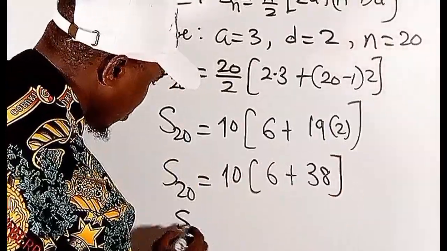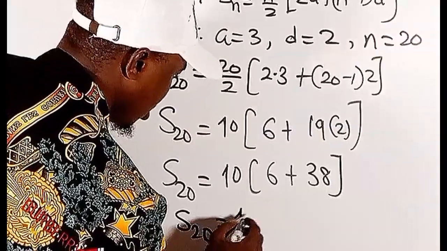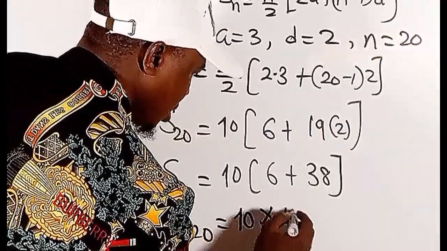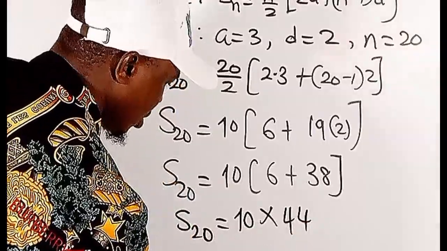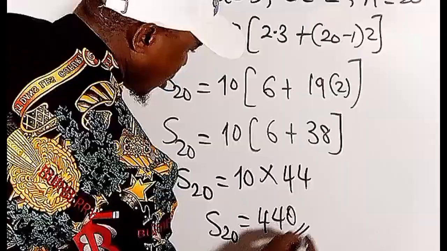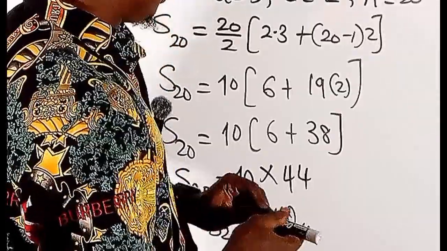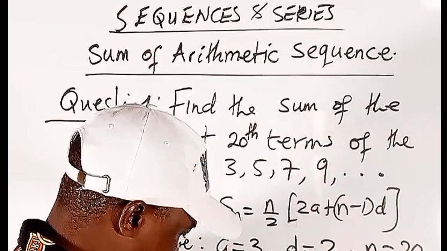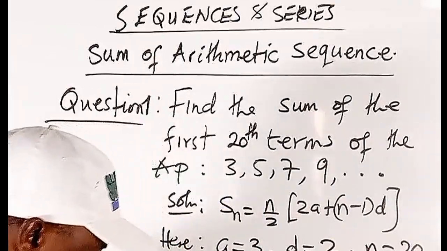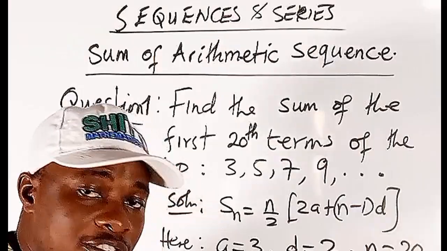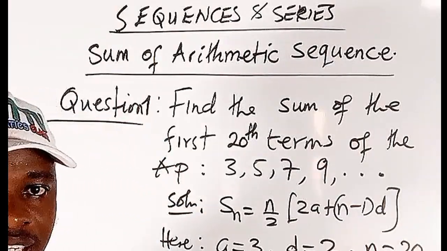So we have S20 will be 10. If you add this together, we're going to have 44. That is 10 times 44. Then we have S20 to be 440. So therefore, when you add from 3 up to the 20th term, when you add all of them together, you're going to have 440, and that is it.